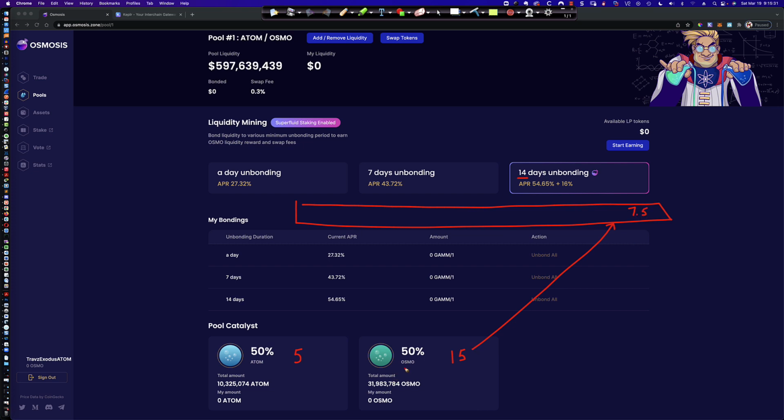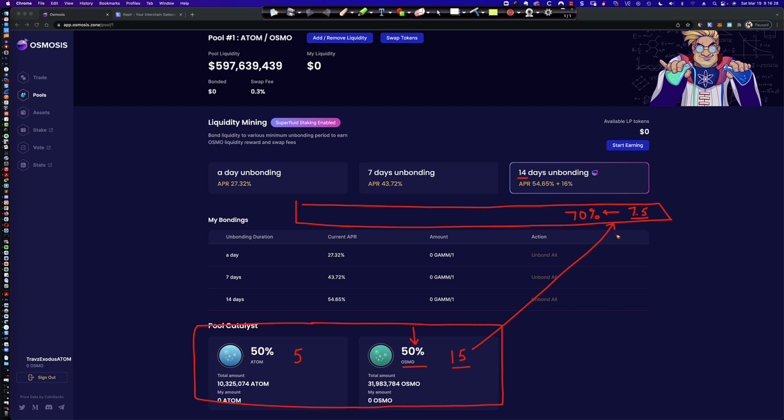So what happens with superfluid staking is half of this half, right, that 50%, half of that. So if I had 15, 7.5 of those are also earning 70% APR. And so the way that it works is you're earning 70% APR on all eligible assets in the pool. And eligible assets are defined as the LP tokens and then half of the Osmo that makes up the LP token. So again, we put 15 in here initially to match with the 5 Atom, and then half of those, 7.5, will be earning that 70%. So all of the eligible assets are earning 70% APR, right?